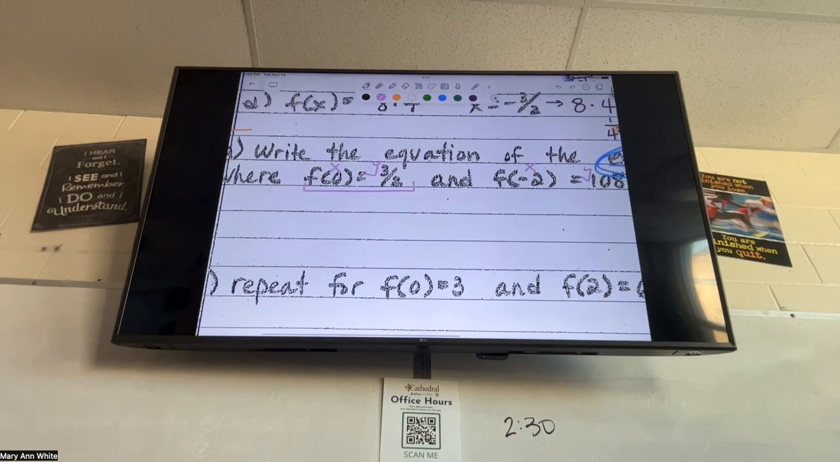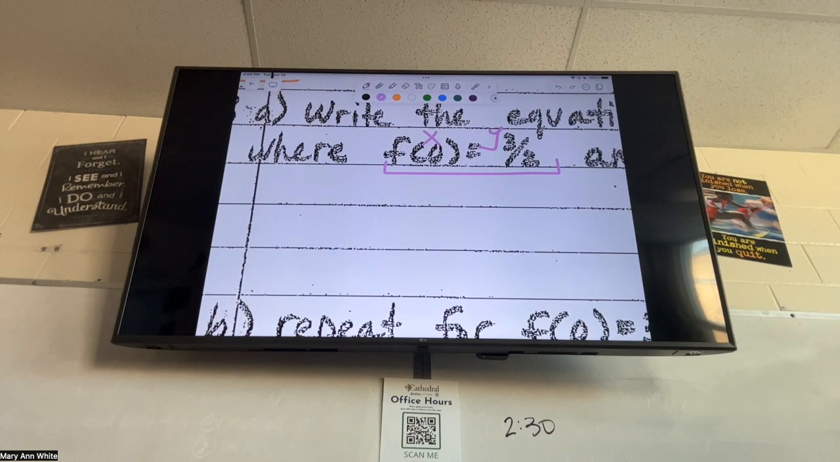So let's do the first part and you'll see why I like to use this first point to find A. So if I use my y equals a times b raised to the x, I've got 3/2 equals a times b raised to the 0. 3/2 equals a times b raised to the 0. Now what's b to the 0? 1. So what is a going to be equal to? 3/2.